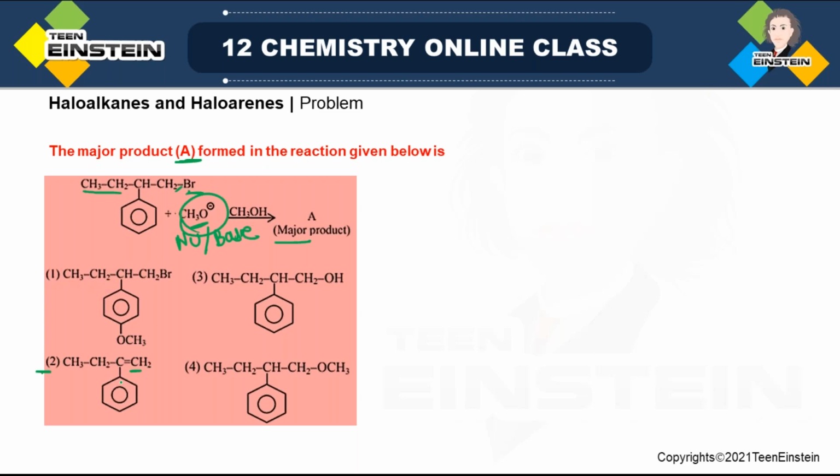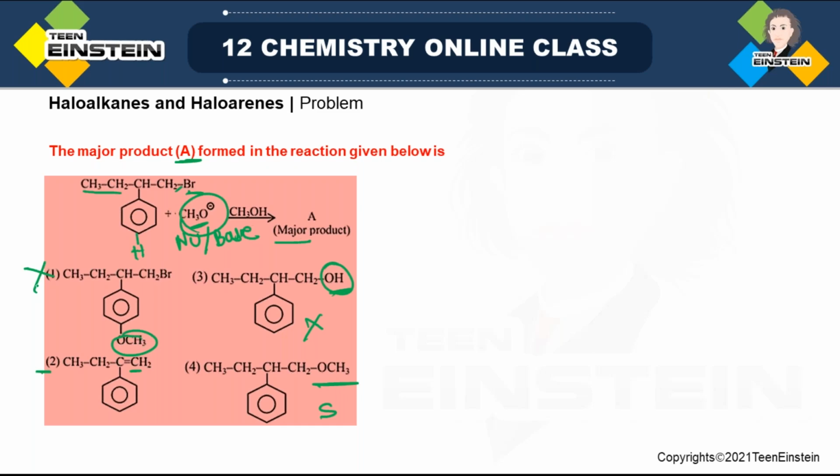Now if CH3O minus is behaving as nucleophile, then this should be the product, the substitution product, not this one, because Br cannot be exchanged by HO. Here the nucleophile is MeO minus, so this is not correct. And here see this OMe, it is at para position, but it will not do so, because this type of H replacement by methoxy is not possible. So 1 and 3 are not possible at all.